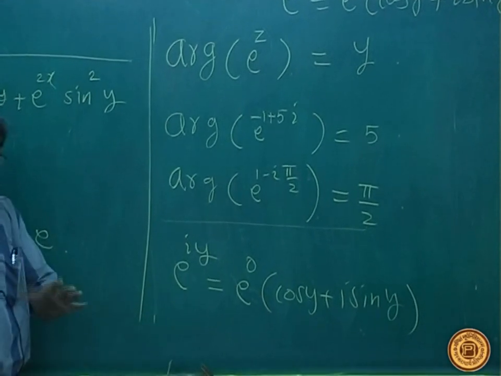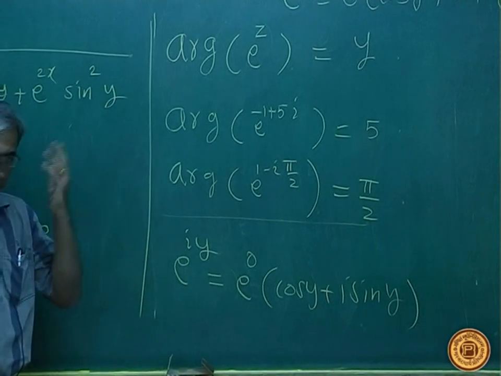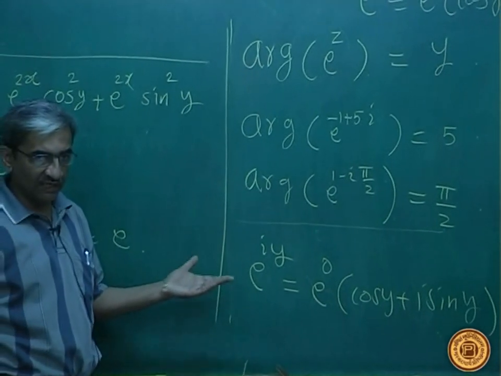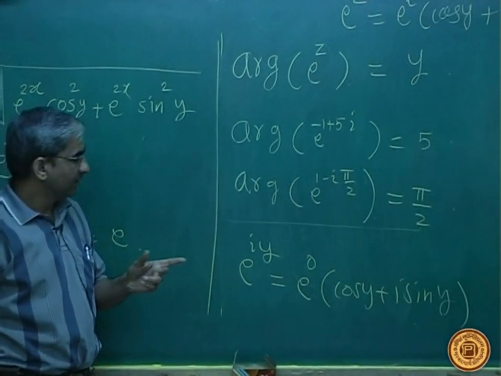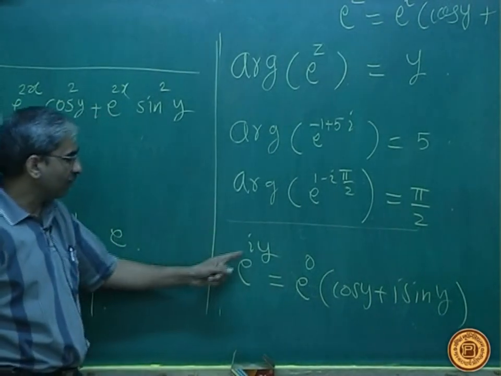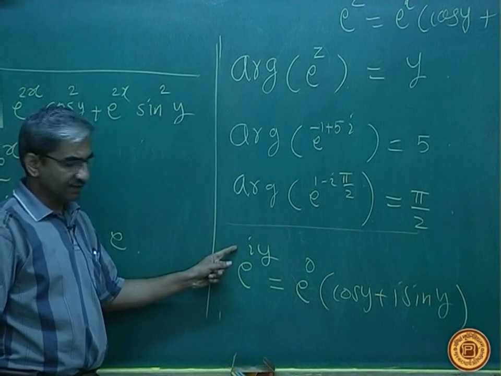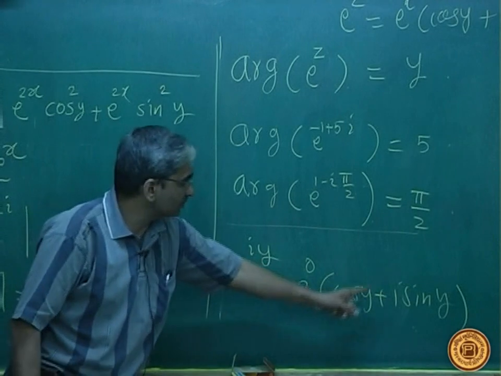You must have used already this formula in physics, or maybe in the FYBSc mathematics complex numbers course. The e to the power i theta is cos theta plus i sin theta. But that is actually a particular case of e to the power z where the real part x is 0. So if x is 0, you get this formula that e to the power iy is cos y plus i sin y.